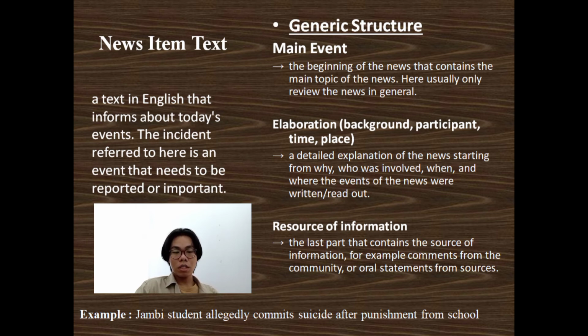And then elaboration. Elaboration, such as background, participant, time, place, is a detailed explanation of the news starting from why, who was involved, when, and where the events of the news were written or read out. Next is source of information. The last part that contains the source of information, for example, comments from the community or overall statement from sources. Like the example for news item text is Zombie student allegedly commits suicide after punishment from school.